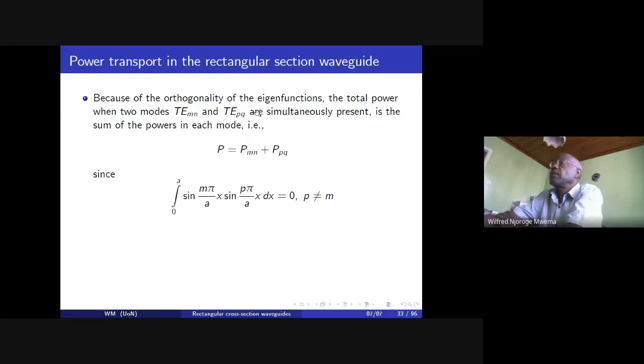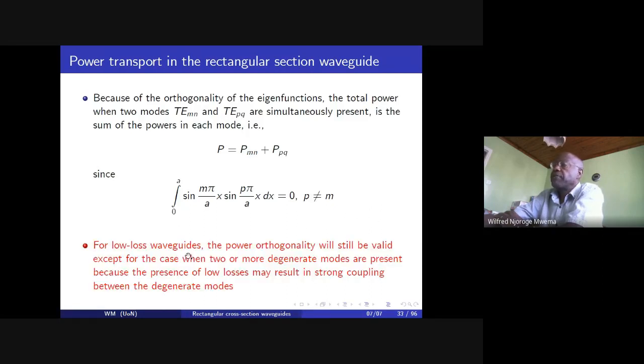So because of the orthogonality of the eigenfunctions, the total power when two modes TEmn and TEpq, where m, n, p and q are integers, are simultaneously present, will be the sum of the powers in each of the modes. That is, the total power P is going to be given by Pmn plus Ppq. And this is since we have seen that the integral over the width of the guide of sine m pi x by a and sine p pi x by a dx is equal to 0 whenever p and m are not equal.